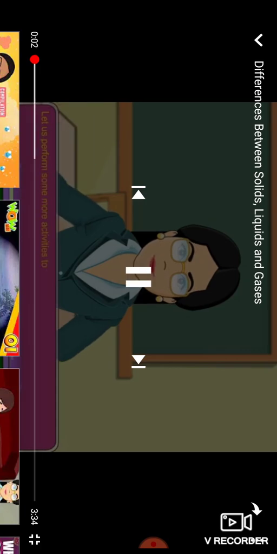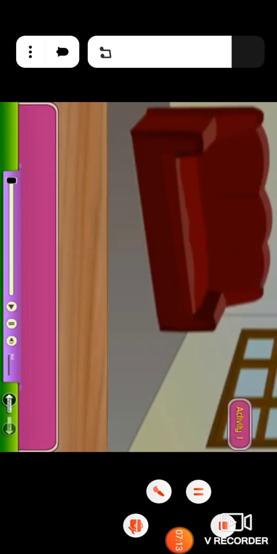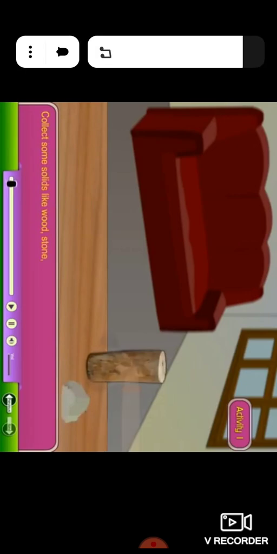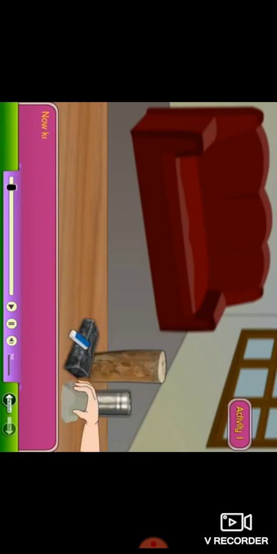Some more activities to find out the differences between solids, liquids and gases. Activity 1. Collect some solids like wood, stone, iron, tin and rubber. Observe their shape. Now keep them at different places.